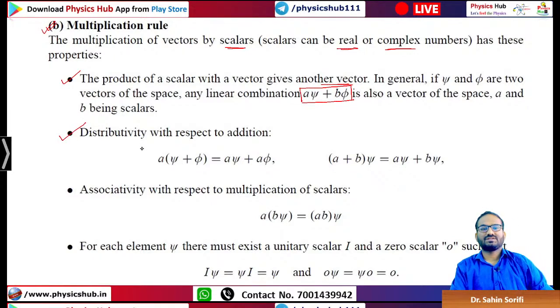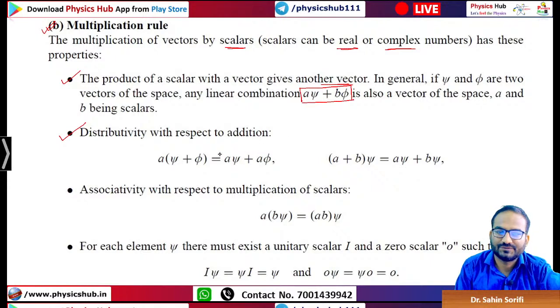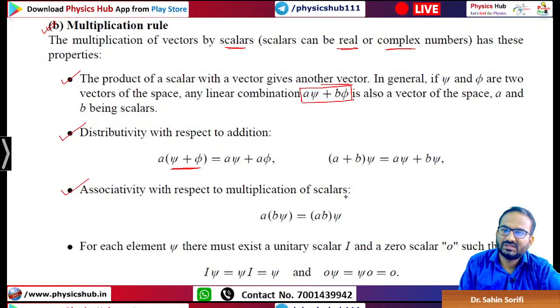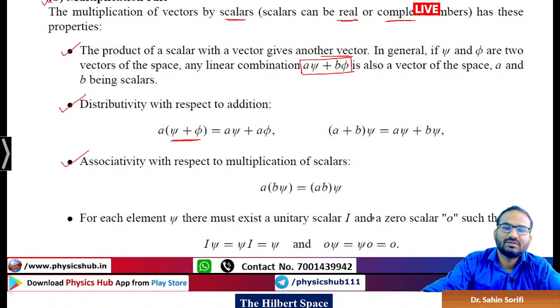Distributivity with respect to addition. So if you multiply a scalar onto the addition of two vectors, you can see the product is distributed: a(psi plus phi) equals a psi plus a phi, and (a plus b) psi equals a psi plus b psi. Associativity with respect to multiplication of a scalar: a(b psi) equals (ab) psi. So you have to be familiar with this kind of term. What do you mean by associativity, distributivity?